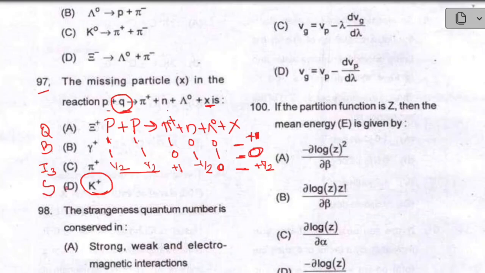Next, also you can check the strangeness number. For proton, this is 0. For pion also it is 0 strangeness number. For neutron it is 0. For lambda this is minus 1. So K plus will give you plus 1 strangeness number. So in this equation X can be K plus.